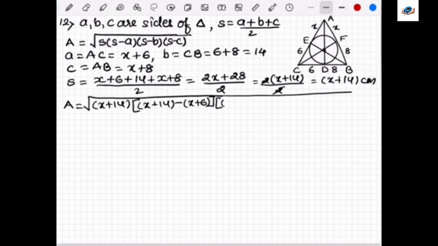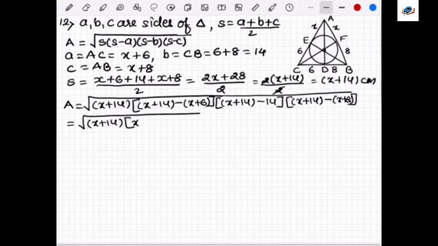So this I will get as x plus 14 into x plus 14 minus x minus 6. So x cancels. Then the second bracket will be x plus 14 minus 14. So minus and plus 14 will get cancelled. And in the third bracket, I will have x plus 14 minus x minus 8.